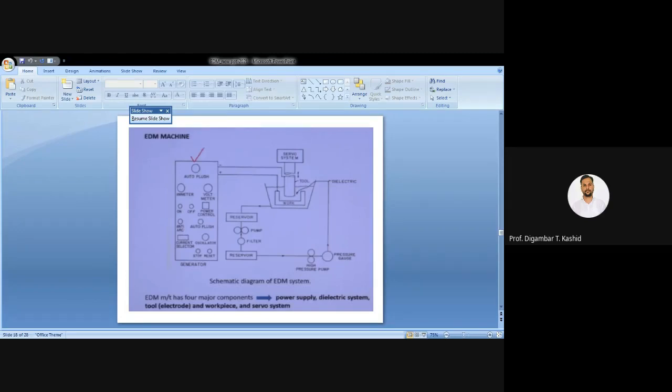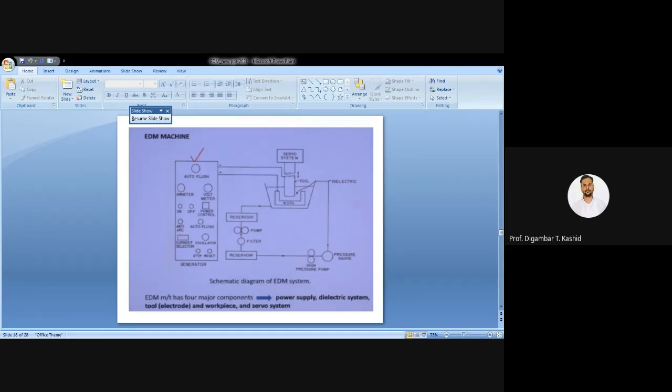Another property is that the deionization time should be as short as possible. The dielectric should deionize the gap immediately after the spark has occurred, and it should act as an effective cooling medium. It should take away the unnecessary heat, and it should have a high degree of fluidity.